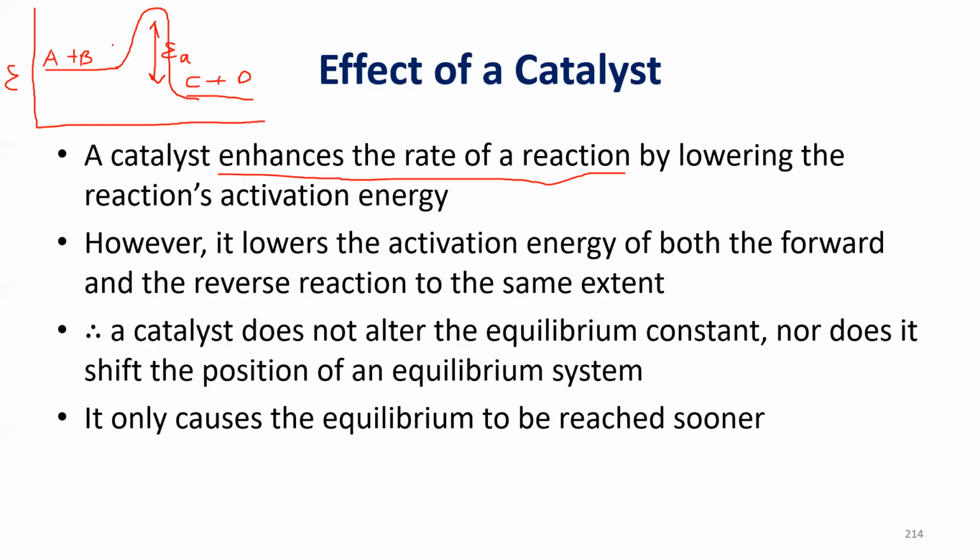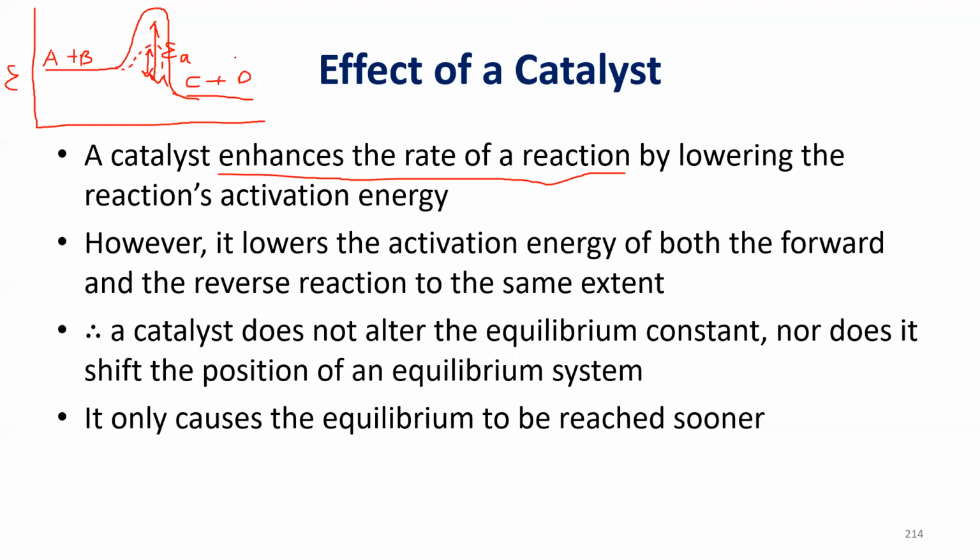So what a catalyst does is that it comes in to lower the activation energy such that the reaction path is like that, the one that I have dotted here. So now the activation energy is much smaller. That's what a catalyst does. It enhances the rate of a reaction. It makes the reaction take place faster by lowering the activation energy.